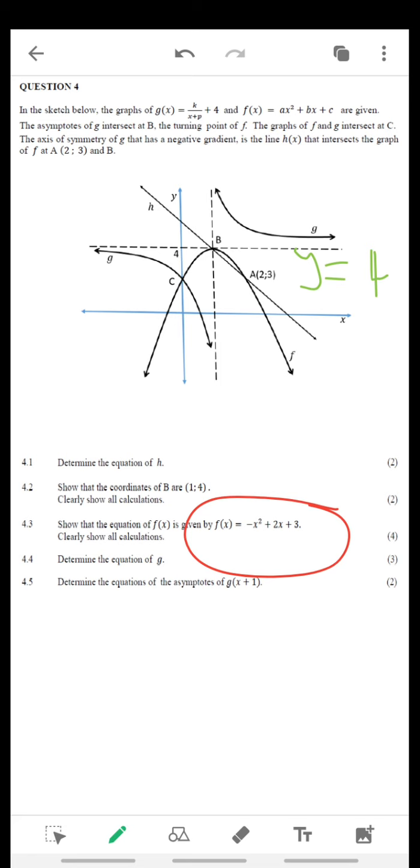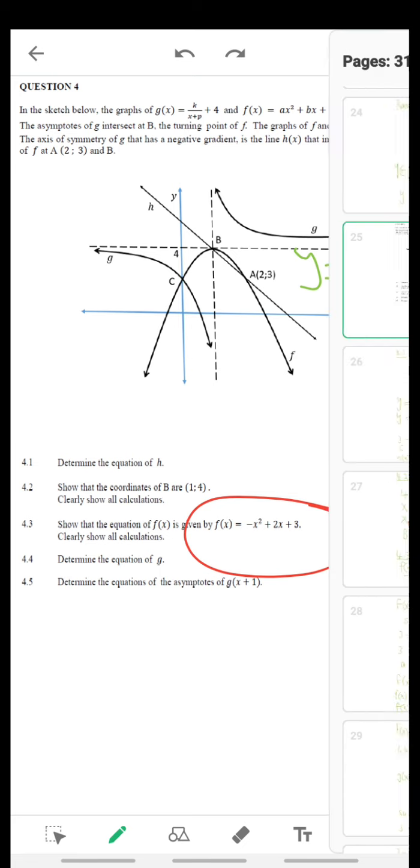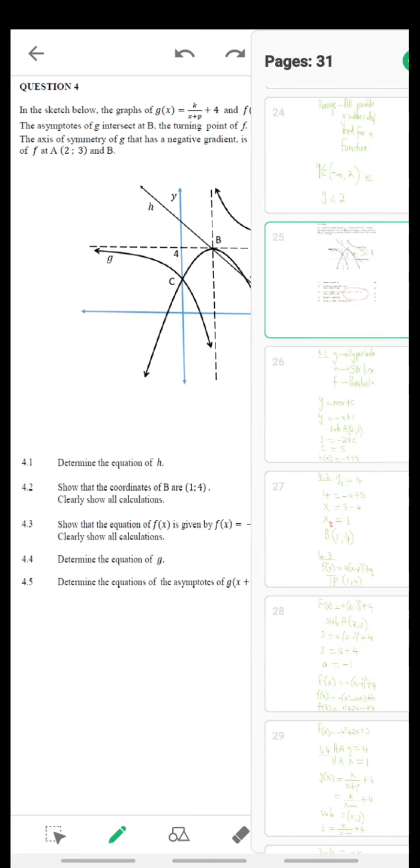So they want you to show that the equation of f is going to look like that. Okay. So one thing that we need to take note of is we know what the coordinates of B are, which is the turning point of the parabola, and we know another point that lies on the parabola, which is A. Okay, so we can use the turning point form and find the equation of f.